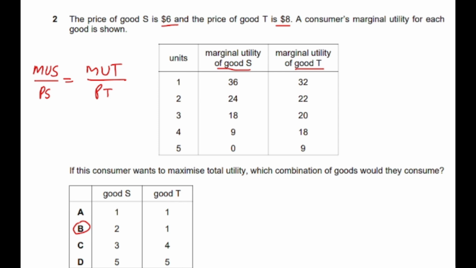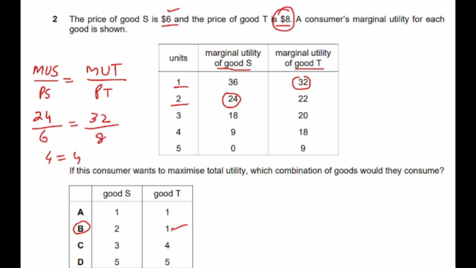In option B, good S 2 units. If the consumer consumes 2 units of good S, then the marginal utility of S is 24. You can put 24 here. And the price of good S is 6, and the quantity of good T is 1. So on the first unit, marginal utility of T is 32. So put 32 here, and the price of T is $8. So 24 over 6 is equal to 4 and 32 over 8 is equal to 4. So the utility maximization condition is satisfied here at option B. So we will pick option B.